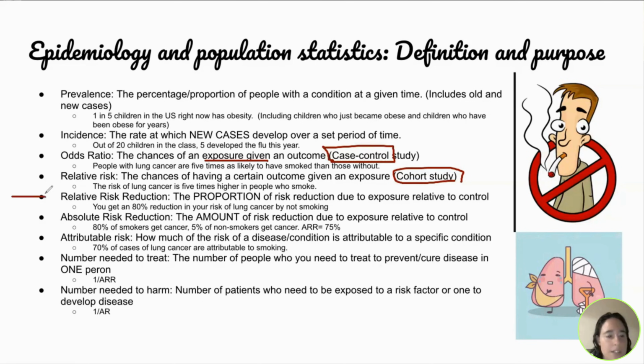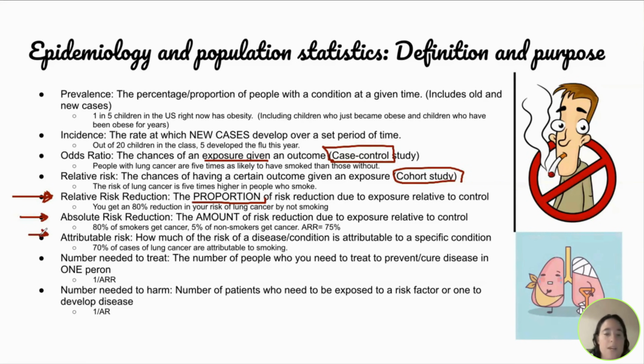Relative risk reduction basically talks about whether I smoke or not, there's some risk of lung cancer. But what amount of the risk can I take away by taking away the exposure? So how much can I cut down my risk of lung cancer by not smoking? So this is the proportion of the risk reduction that happens relative to the control. So basically, if I stop smoking, I get an 80% discount on my chance of lung cancer. So I might still get lung cancer, but I have an 80% decrease in my chance of getting lung cancer if I don't smoke. And that's related to absolute risk reduction and attributable risk.